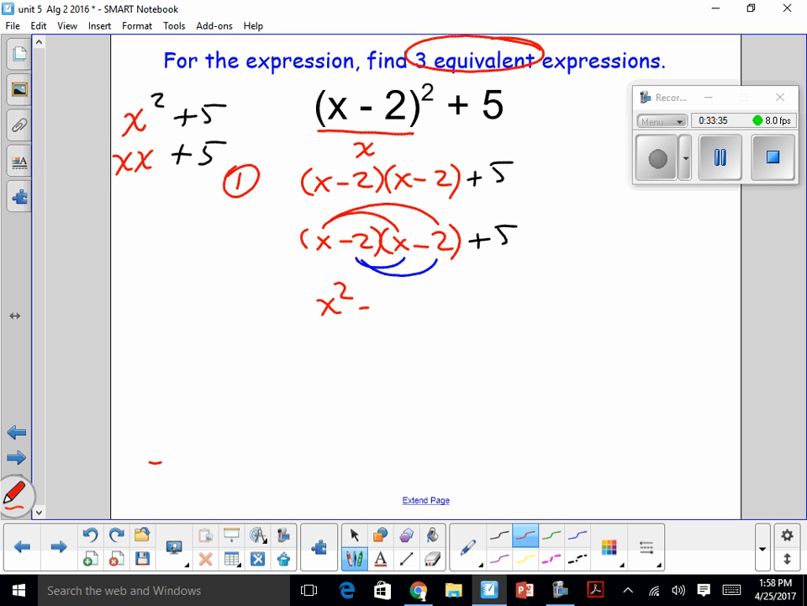Someone different. This negative 2 times an x, please. Thank you. You're out of the pool. And then this last one, this negative 2 times this negative 2. It's a positive 4. Yeah, I know. Everybody's negative. How's it got positive?